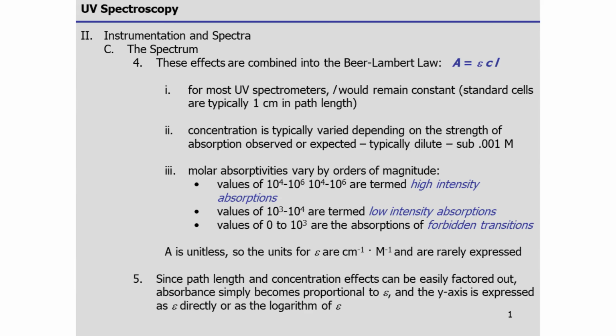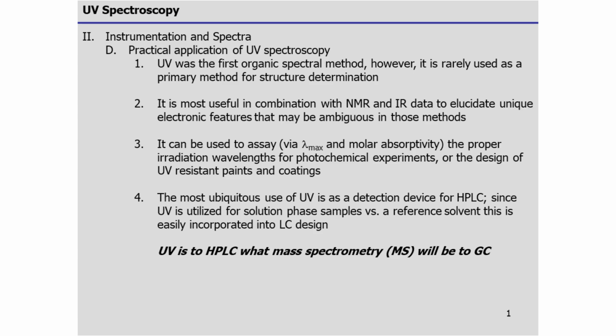The Beer-Lambert law combines path length, concentration, and molar absorptivity. Standard cells are typically 1 cm in length, and concentration is varied depending on the sample. Molar absorptivities can vary by orders of magnitude. UV spectroscopy is rarely used as a primary method for structure determination but is useful in combination with NMR and IR. It can assay various parameters and is commonly used in HPLC as a detection device.